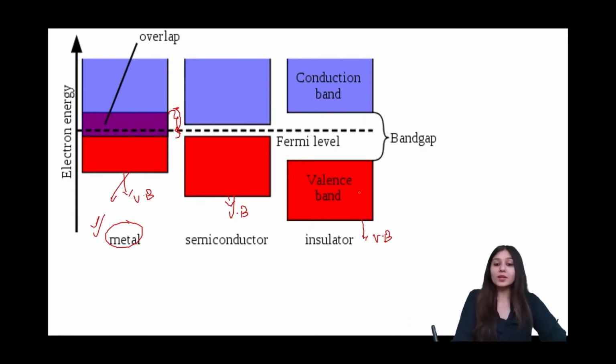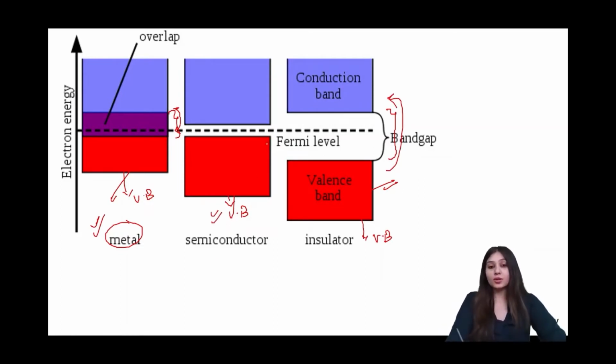Talking about insulators, the valence band has certain electrons, but there is a huge energy gap which the electrons can never cross, and that is why insulators never conduct electricity. Whereas in semiconductors, as you can see, the energy gap is quite little. The electrons cannot readily go to the conduction band, but if they are provided with a certain amount of energy, they can. So semiconductors might become conductors in certain conditions.